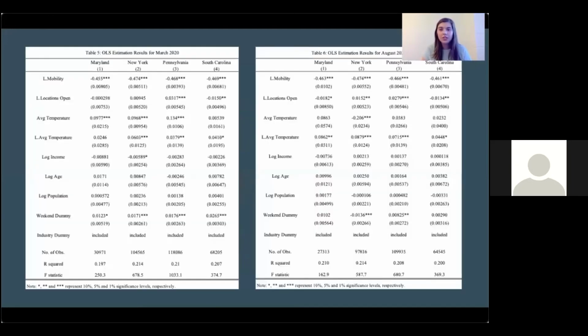I wanted to show you all my results tables. These are the results tables from the results that I've mentioned in the previous slide. All of the stars indicate significance at the 10%, 5%, or 1% level. As you can see, a lot of the variables in our models are highly significant. The second variable, locations opened, is our policy variable, which is the main variable that we were concerned about within our study.